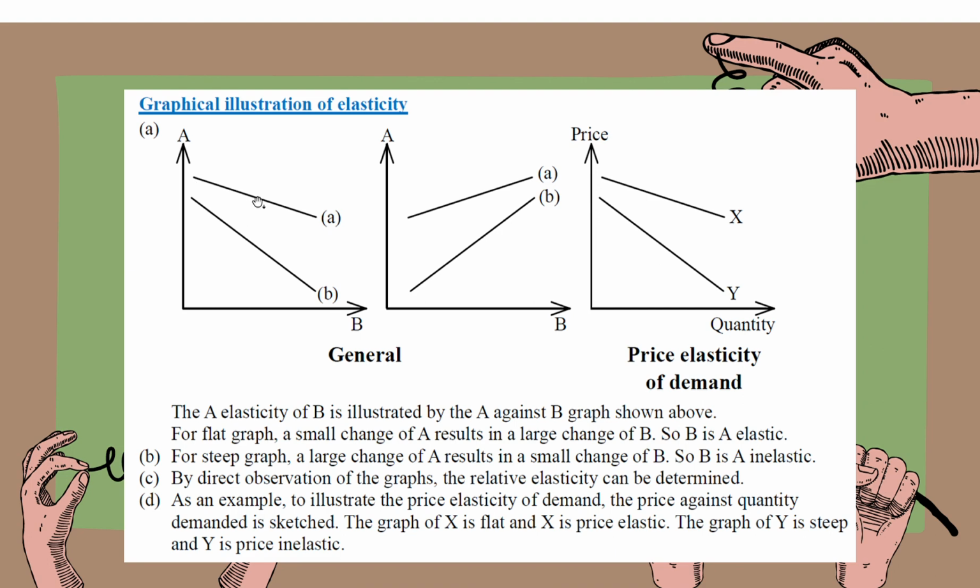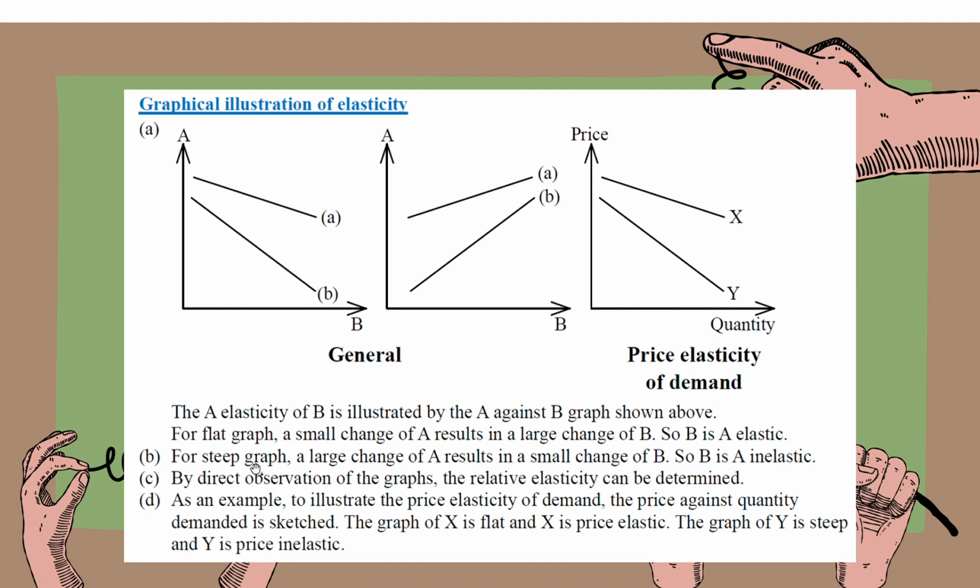So remember, flat is elastic. Steep is inelastic. I think this is worth memorizing this time. I seldom ask you to memorize something, but this one is worth it. Flat is elastic. Steep is inelastic. And then also positive and negative elasticity. This is a negative correlation, so negative elasticity, and this one is positive correlation, so positive elasticity. So these two graphs are different. Okay, so the description is done there.